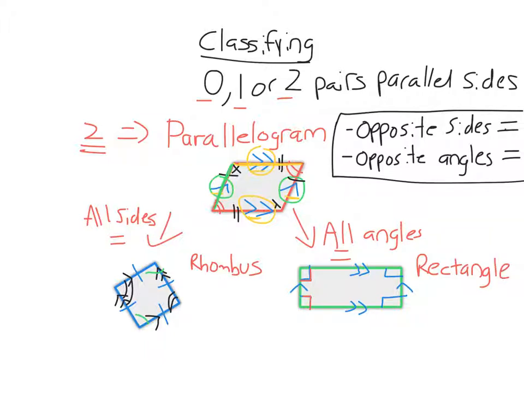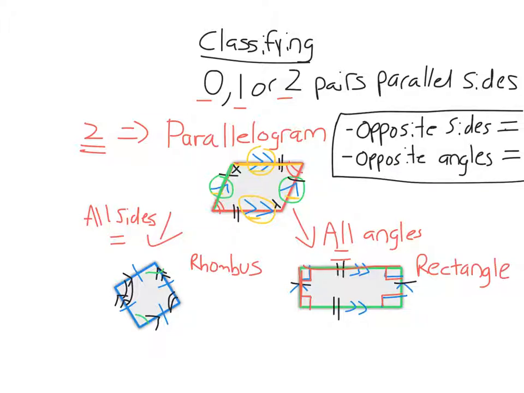Now, because the angles in any quadrilateral add to 360, if all of the angles of a quadrilateral are equal to each other, they will all be 90 degrees. So a rectangle is a parallelogram with 4 right angles. A rectangle is not necessarily a type of rhombus because it doesn't have all 4 sides equal. These 2 sides are equal, and these 2 sides are equal, but you can see clearly that this side here is shorter than this side here. So a rectangle is not necessarily a rhombus.